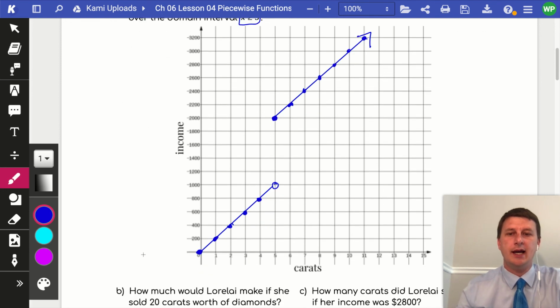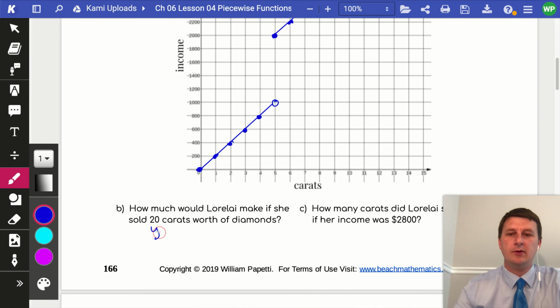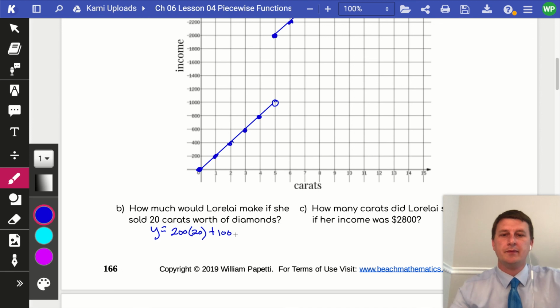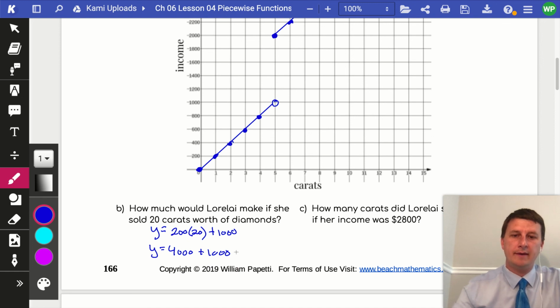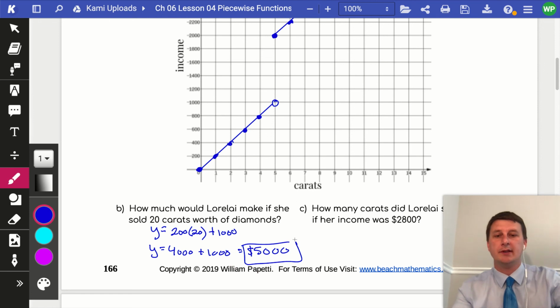So we're going to use this function to determine how much she'll make when she sells 20 carats in diamonds. So we're going to use y equals 200 times 20 plus 1,000. And we're going to do some math right here. Y equals 4,000 plus 1,000. And that means she's going to make $5,000 for selling 20 carats worth of diamonds.